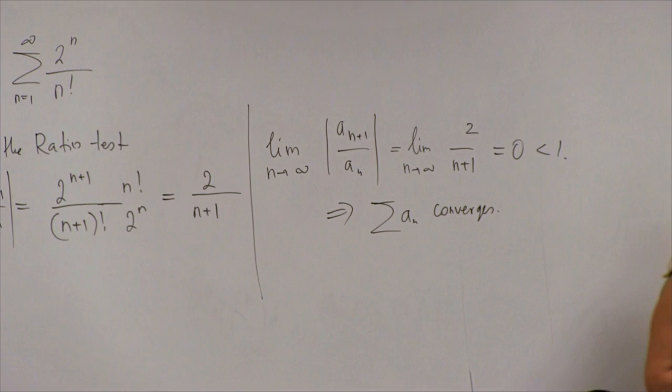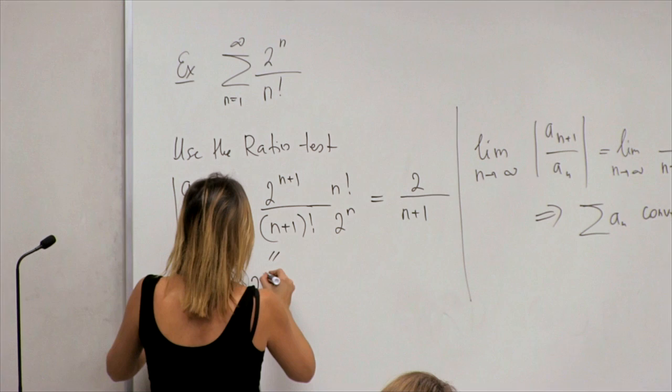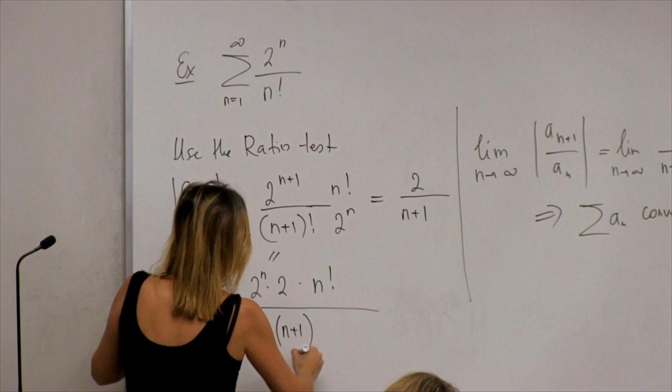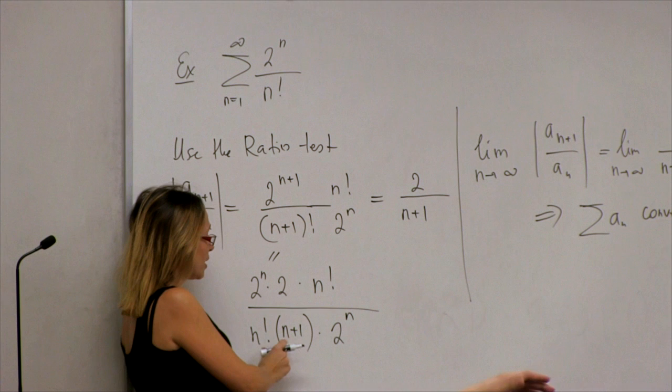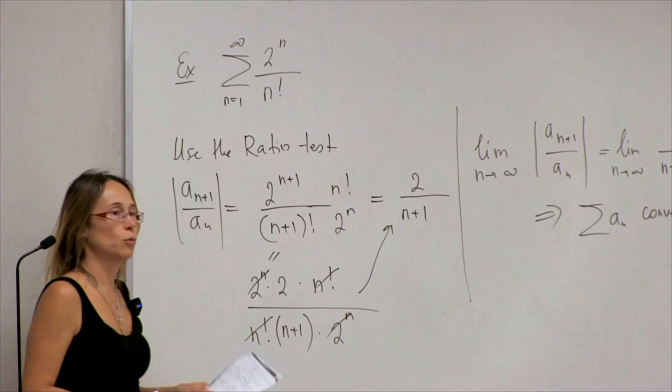Question? So how did you get that that equals 2 over n plus 1? Yes, so let's write it down here. So I have 2 to the n times 2, times n factorial. And this (n+1) factorial is nothing but n factorial times the next one, n plus 1. So to get (n+1) factorial from n factorial, I simply have to multiply n factorial by the next number, n plus 1. Okay? So this cancels, and we get this. More questions? Okay.